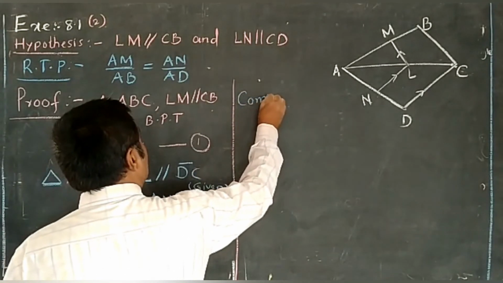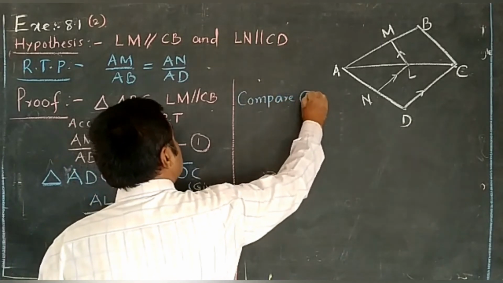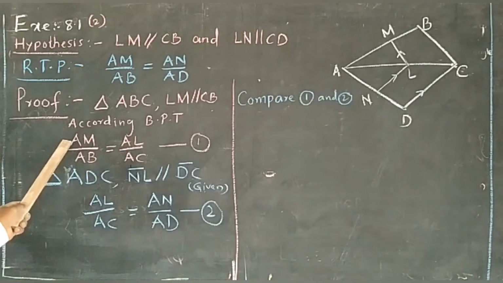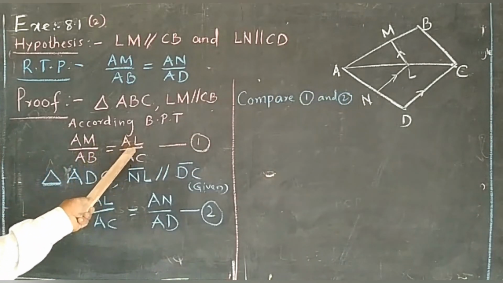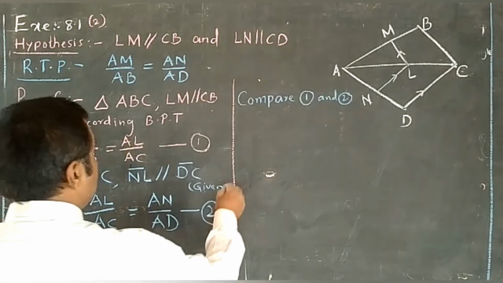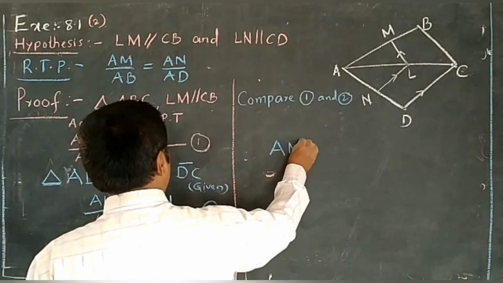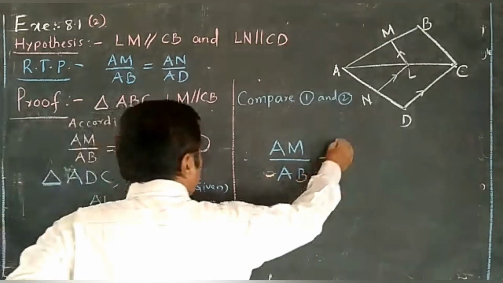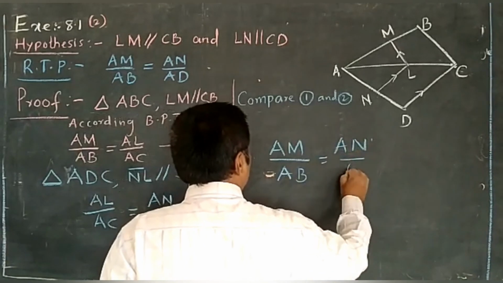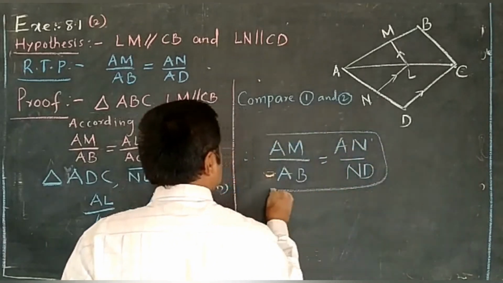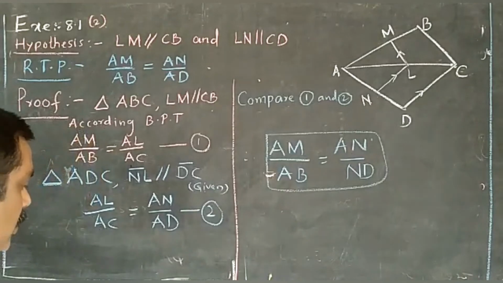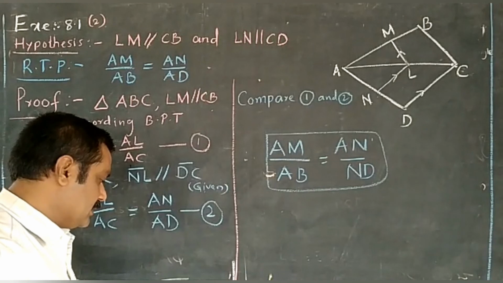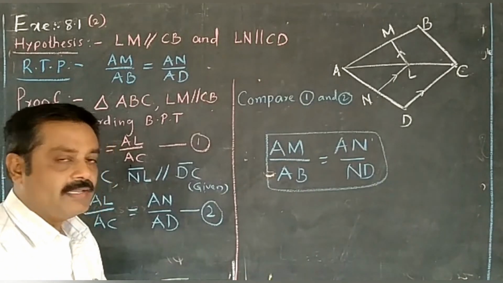So compare the first and second. When I compare here, AM by AB is equal to AL by AC, and AL by AC is equal to AN by AD. Therefore, we have AM by AB is equal to AN by AD. Hence, true. In the same way, we have to try the third, fourth, fifth, sixth and seventh problems. These all problems are done in the same way, children.